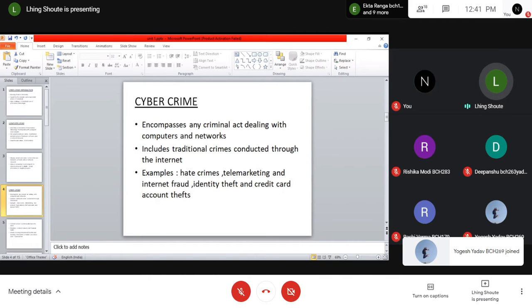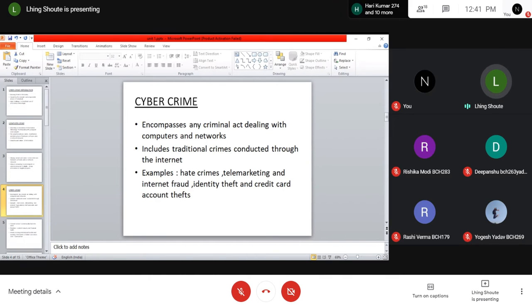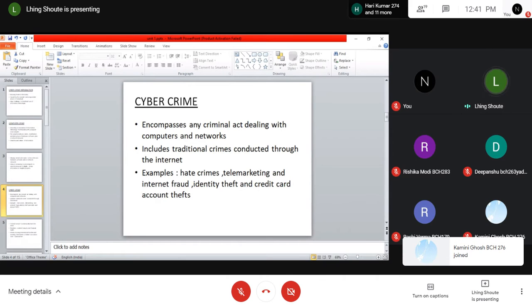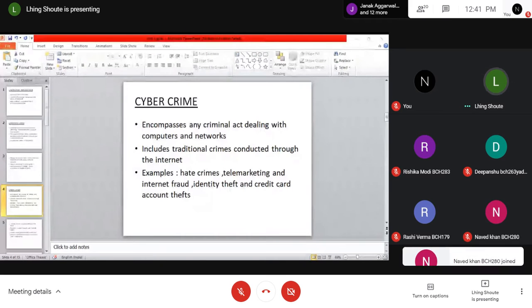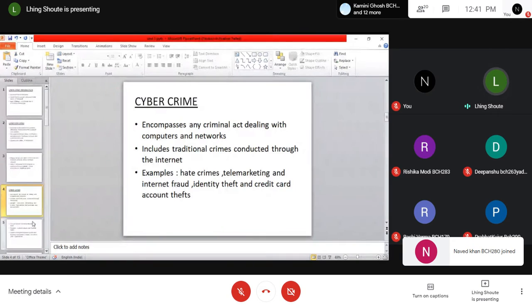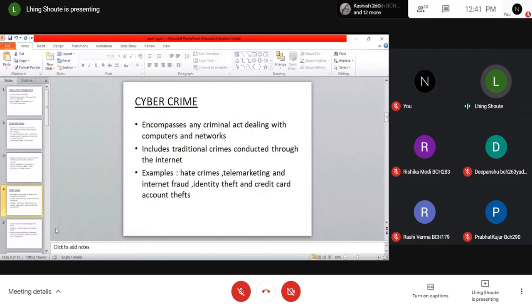So it includes any traditional crimes that are conducted through the internet. Examples are given as hate crime, telemarketing, internet fraud, identity theft, credit card account thefts. Okay, so you may be a victim of these credit card account thefts also. So these all amount to cyber crime.